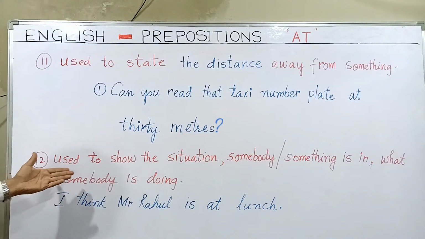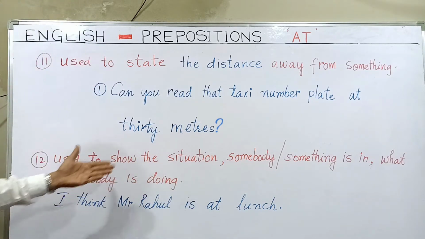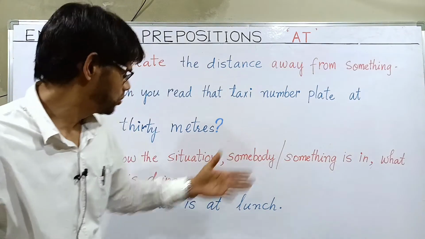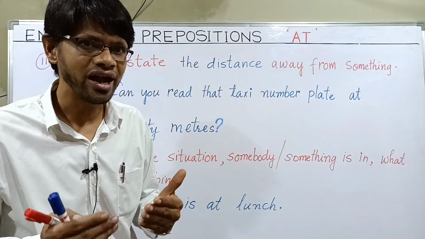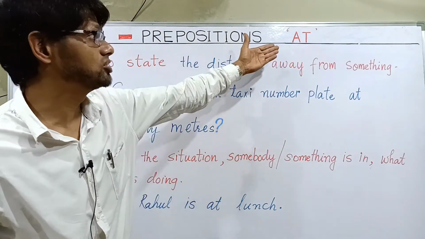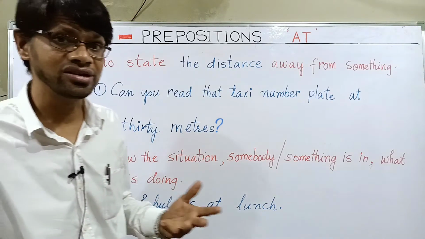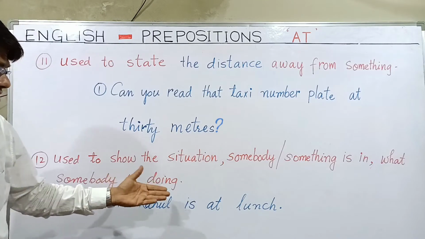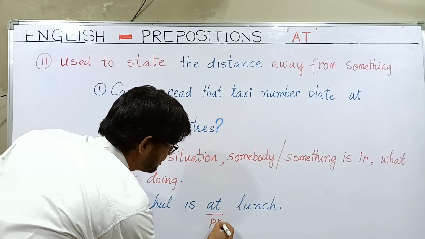Next one, it is used to show the situation something is in, what somebody is doing. In that situation also we use preposition at. Example is here: I think Mr. Rahul is at lunch. So here you can notice that we have used preposition at.